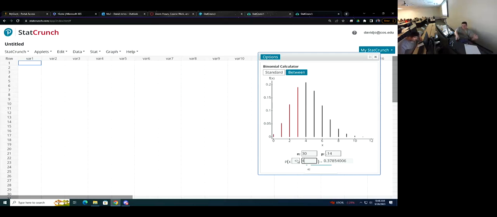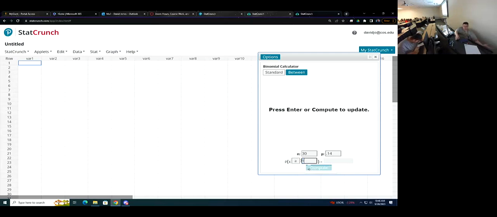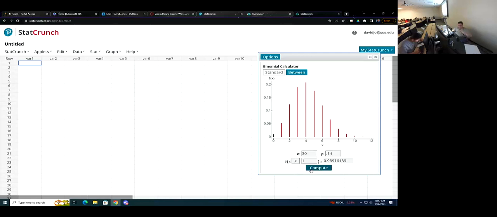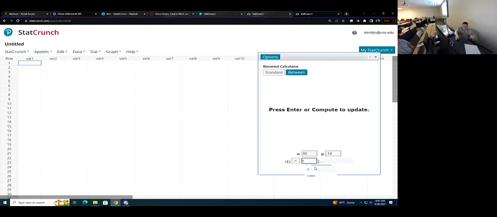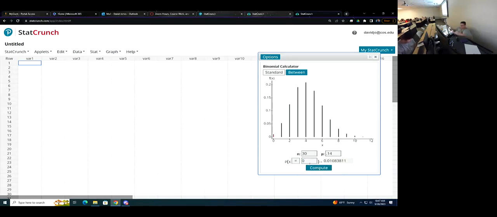And finally, we wanted probability that x was greater than or equal to 1. Look at that, 0.9892. I'm going to do the 1 minus probability that x equals 0. Let's take a look at x equals 0. 0.0108. We're going to come back and look at that in a second.